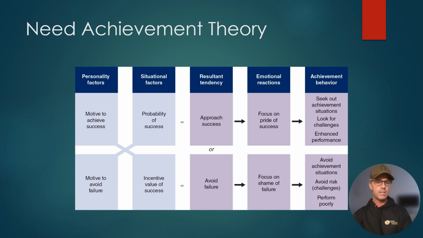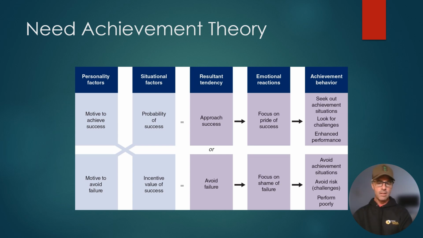The ones we want to tie into with motivation to achieve success is that our emotional reaction is really to focus on the pride of success, whereas if we're motivated to avoid failure, it's the focus on the shame of that failure. Those that are motivated to achieve success seek out achievement situations and look for challenges, and their performance is actually enhanced in evaluative situations. The opposite is typically true for those that are looking to avoid failure or avoid the shame that comes with failure.